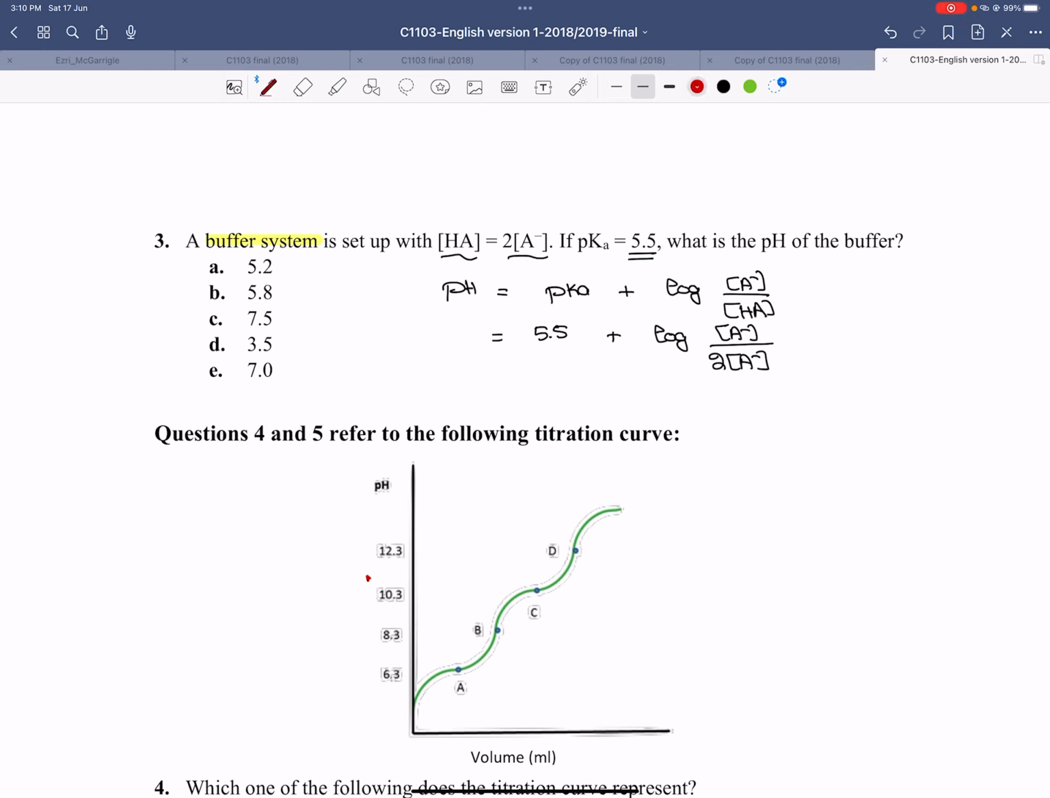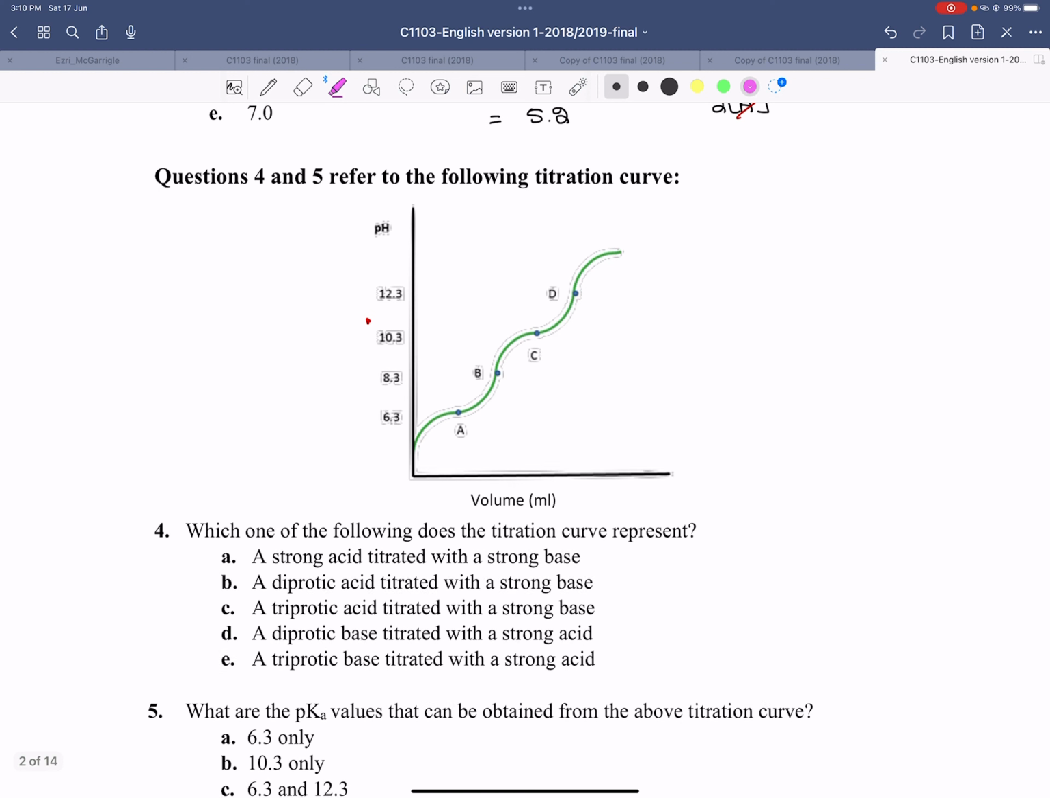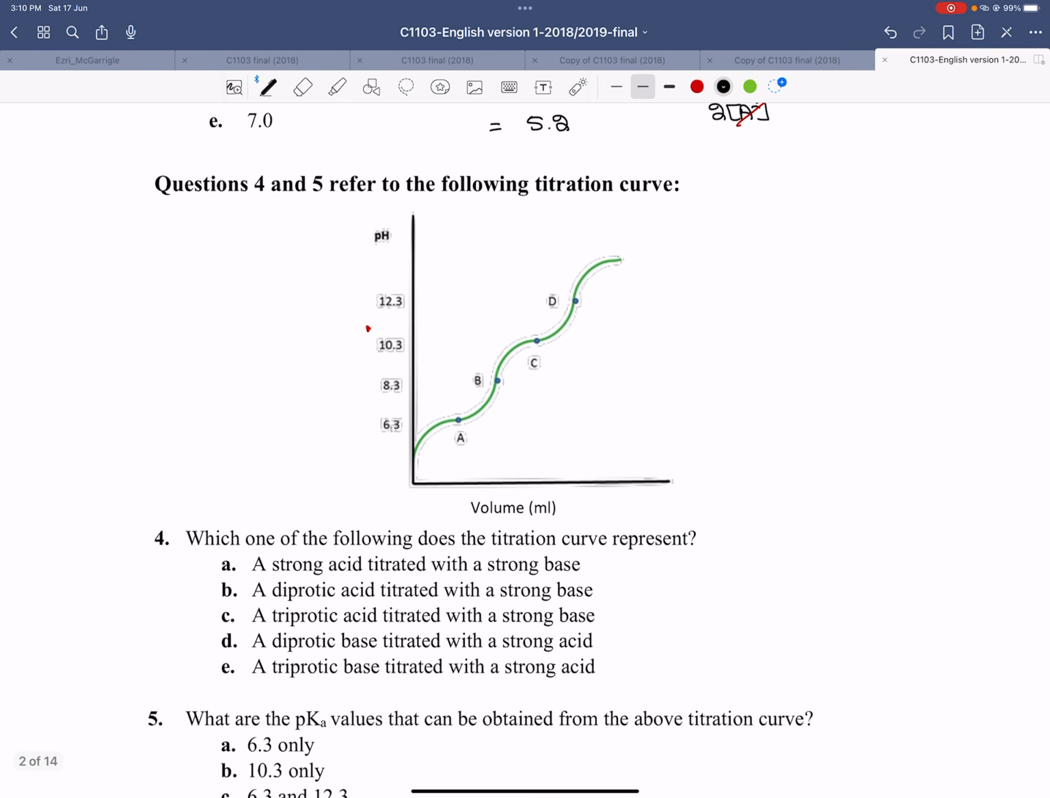Simple equation, simple arithmetic, okay? Simply cancel this one. You get log half, which is basically negative log 2, plus 5.5, and this should be 5.2. So let's go with this one. That's your answer. Good. Number 4, or questions 4 and 5, refer to the following titration curve.